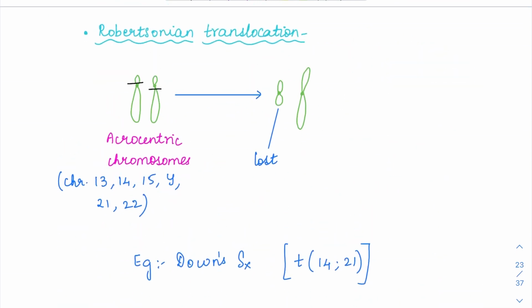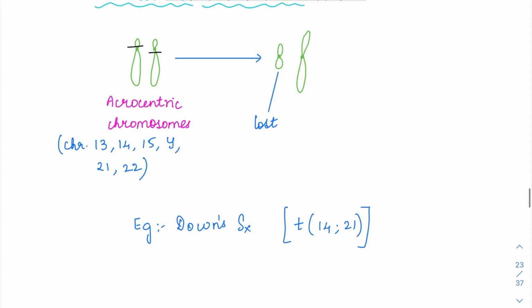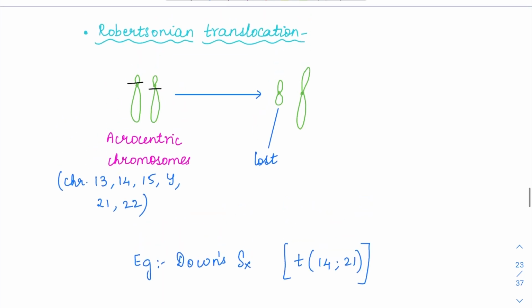Then we have Robertsonian translocation. Robertsonian translocation happens in acrocentric chromosomes. So what was acrocentric? Yes, the centromere's location is near the tip of a chromosome. The examples of these acrocentric chromosomes are chromosomes 13, 14, 15, 21, 22 and the Y chromosome. So between these chromosomes, the translocation can happen.